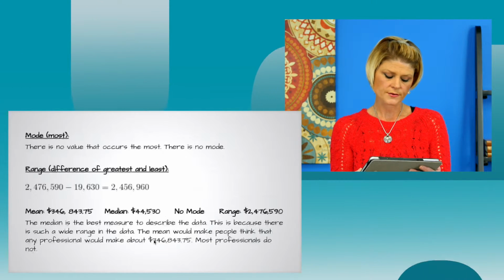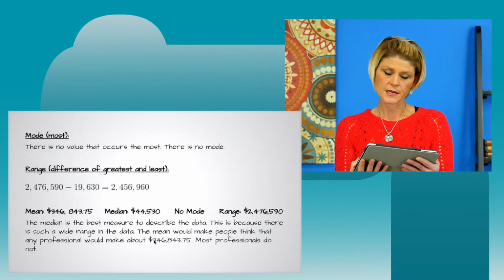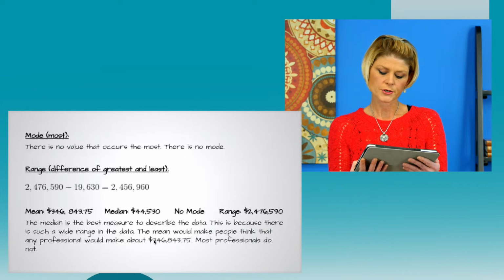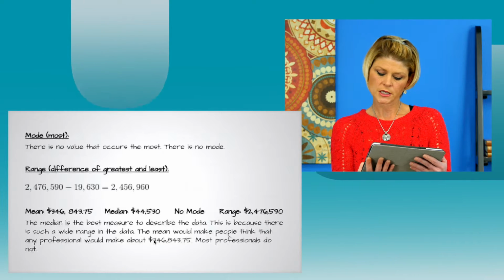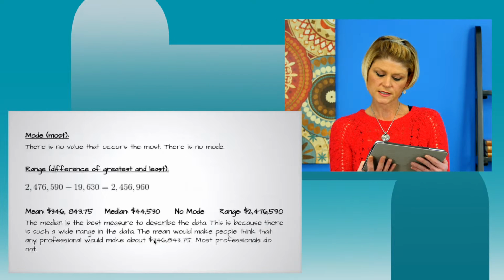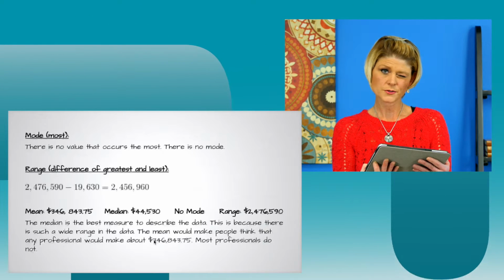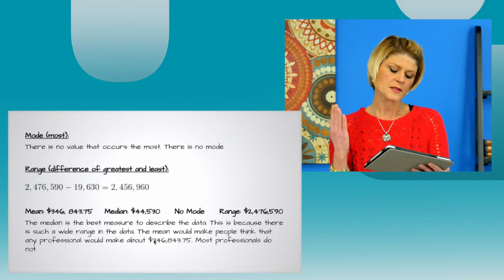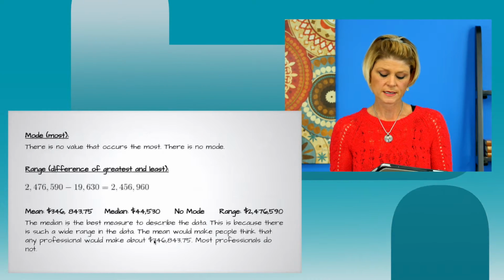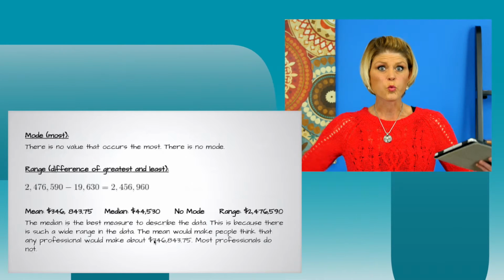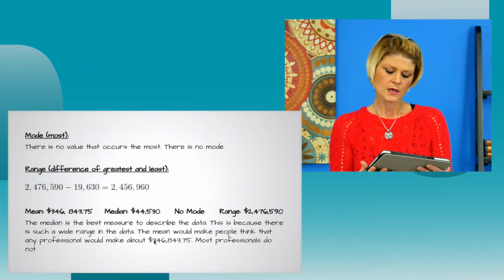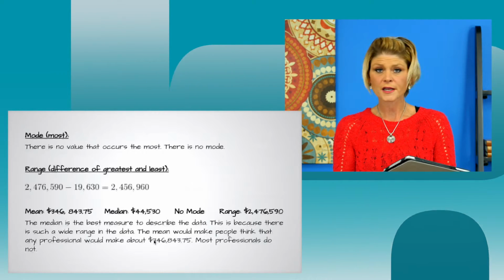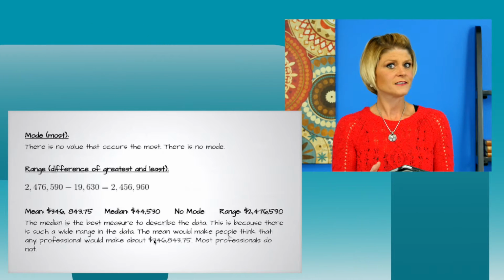So let's take a look at these numbers again. The mean, the average, $346,843.75. The median, $44,530. There is no mode. And the range is $2,476,590. So you can see there are some big gaps in there. Let's read what it says here at the bottom. The median is going to be the best measure to describe this data. This is because there's such a wide range in the data. Now, the mean would make people think that any professional would make about $346,000, and that's not the case.